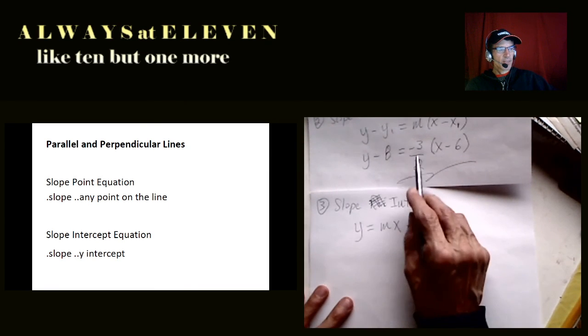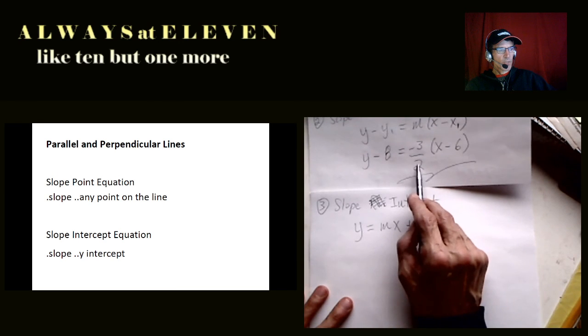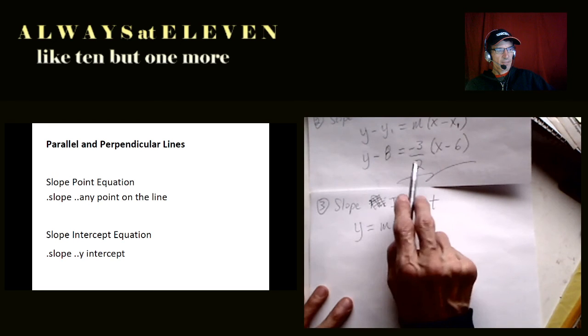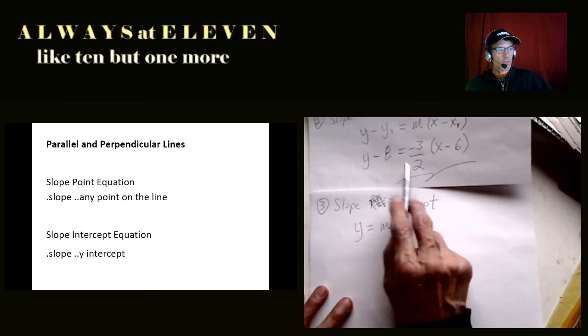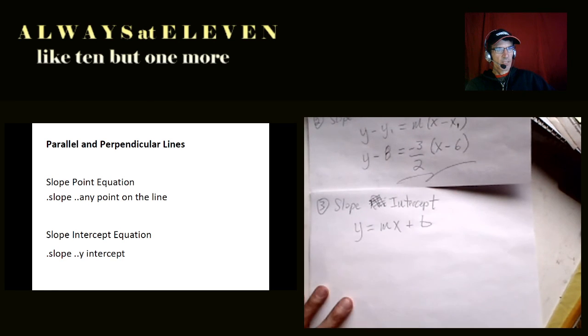Okay, so you would get minus 3 over 2 times the x, minus 3 over 2 times minus 6. That'll give a plus 9, because you're dividing by 2. You get a plus 9. You move the 8 over, so it'll be y equals minus 3 over 2x plus 17. Interesting.